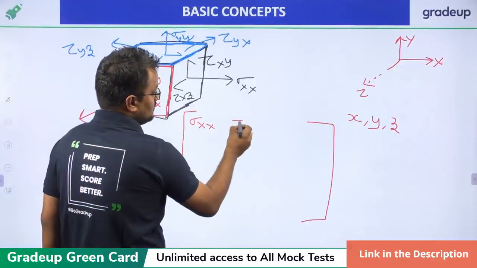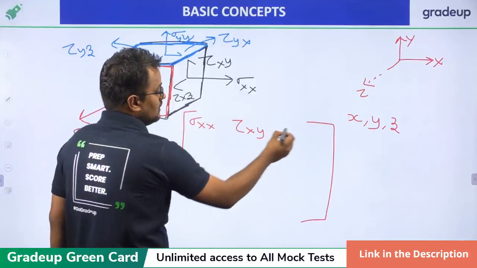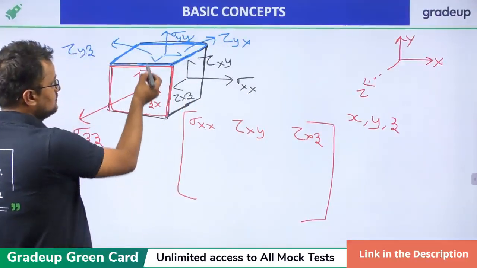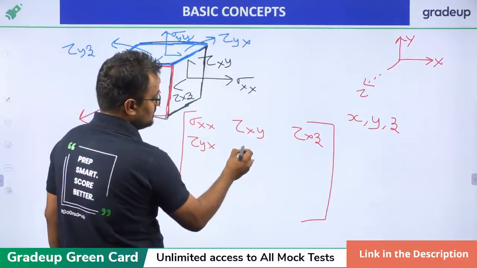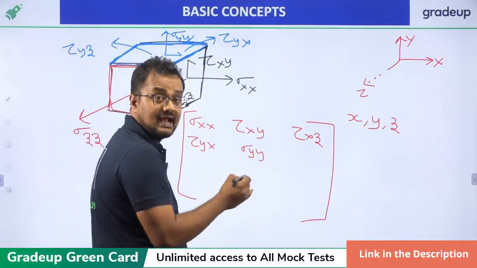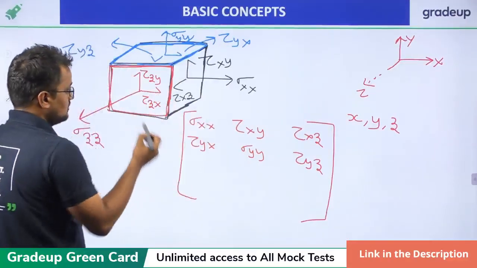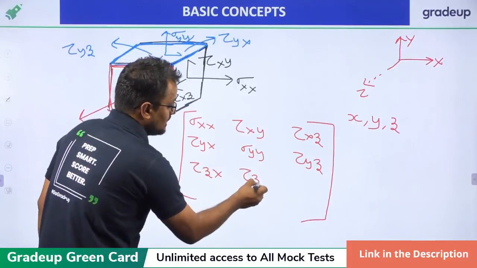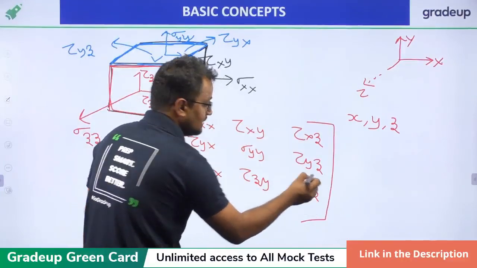This is on x plane, I am writing stresses first, tau xy and tau xz. Now on this y plane, tau yx, sigma yy and tau yz. On this now z plane, tau zx, tau zy and sigma zz.